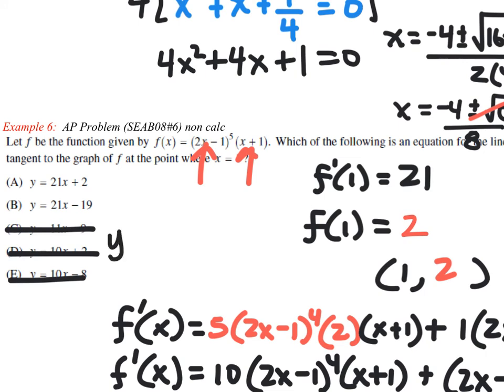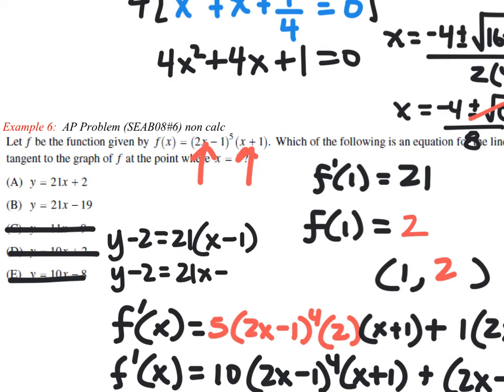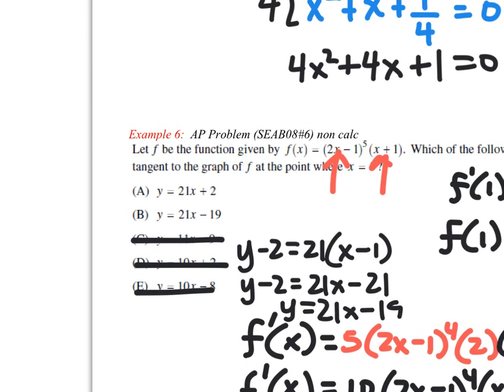So y minus 2 equals 21 times x minus 1. That'll be y minus 2 equals 21x minus 21. So when I add 2 to both sides, I get 21x, oops, that'd be minus 19. And there it is. B is our answer. That is 3.7 chain rule. Have a great day.